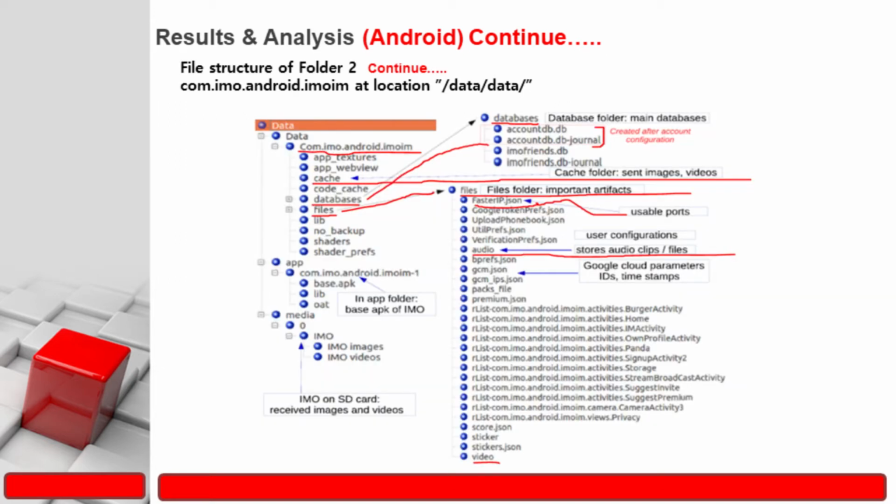Here in this slide we have a pictorial display of the file structure of folder 2. We can see the red underlines. We have the main folder, then inside that folder we have the cache folder, the databases folder, and the files folder. To your right, the arrow reflects the inside of the files folder. We have faster ip.json, audio, and then video. Similarly, we have data inside the databases folder. We have 4 DBs.